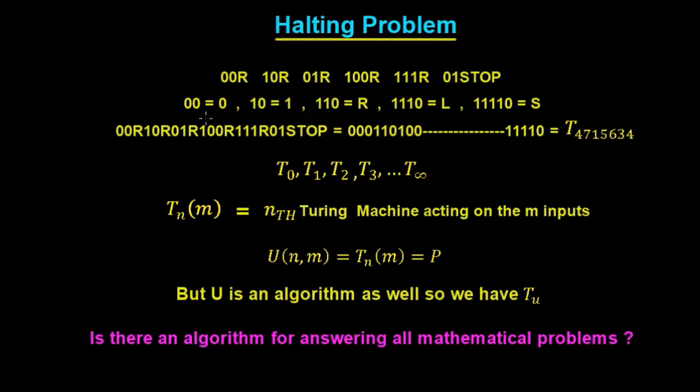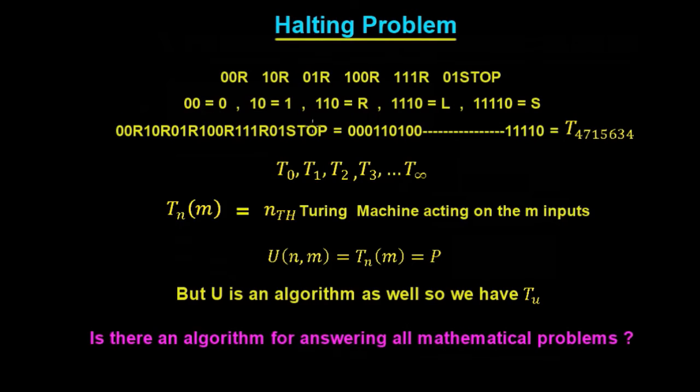Now we can code this up using our contraction, and let's say we make 0, 0 equal to 0, the 1, 0 is a 1, 1, 1, 0 is the R, triple 1, 0 is L, and the 4 ones with a 0 is the S. So we could take this set here of instructions, and let's just put them all together without any spaces. So that's them all together without any spaces.